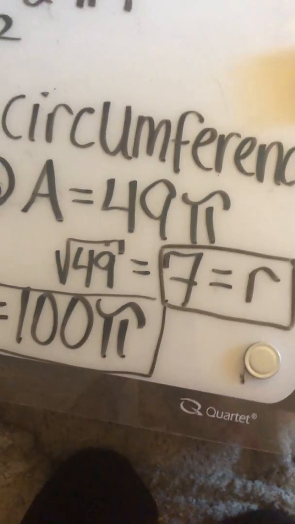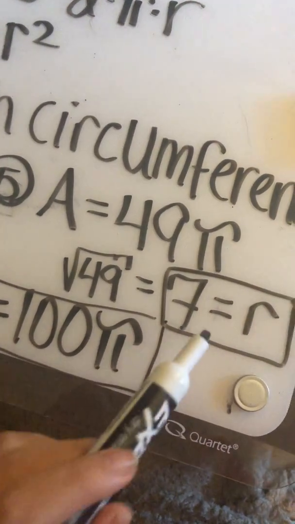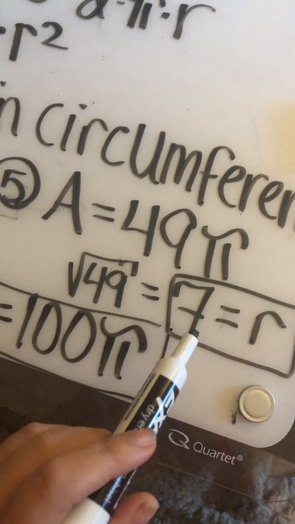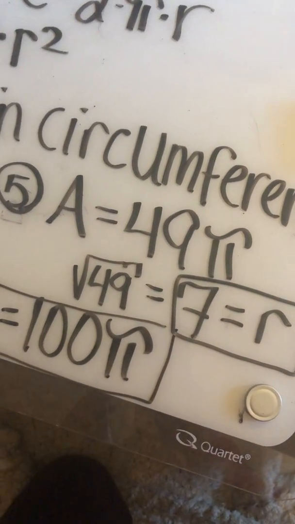If they ask you for the diameter, which I don't think they do, but if they do, you just take that number and multiply it by 2. Your diameter would have been 14.